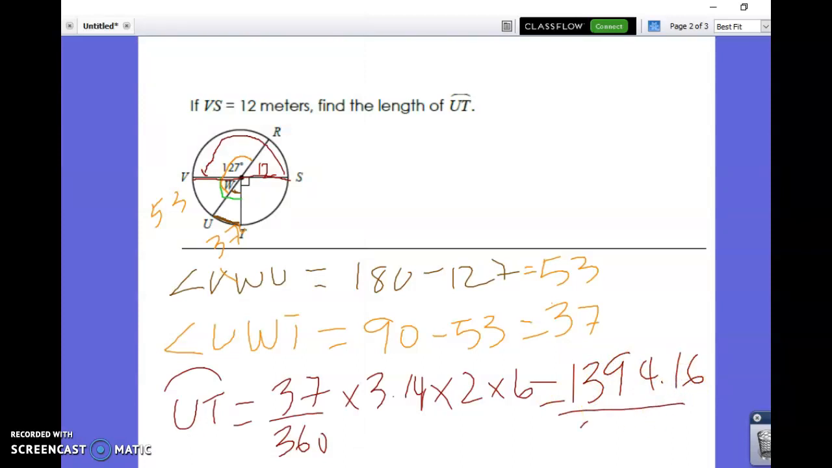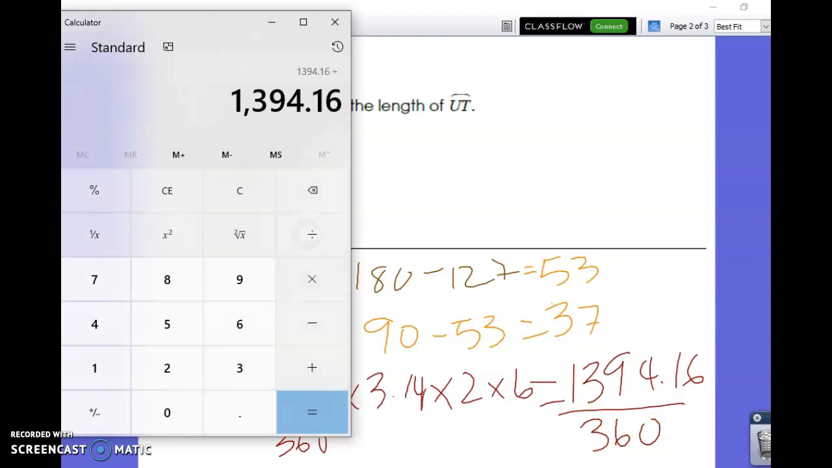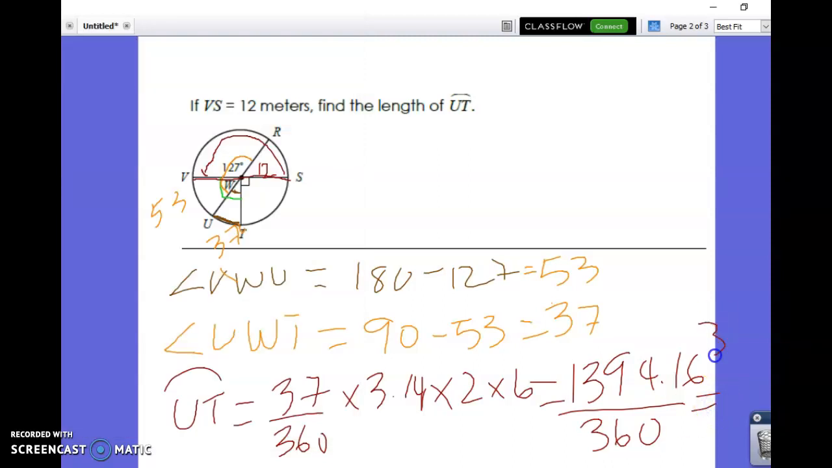And then we are going to take that whole thing and divide by 360, and we get about 3.87. Or if we round it to the 10th place, about 3.9. All right, so that's the second example. So let's do one more.